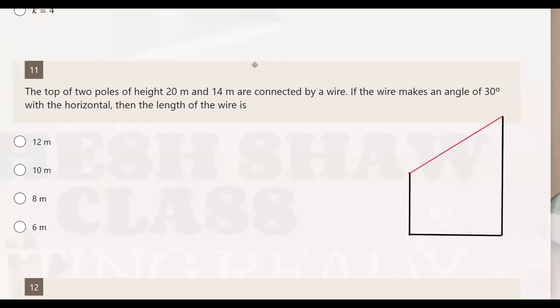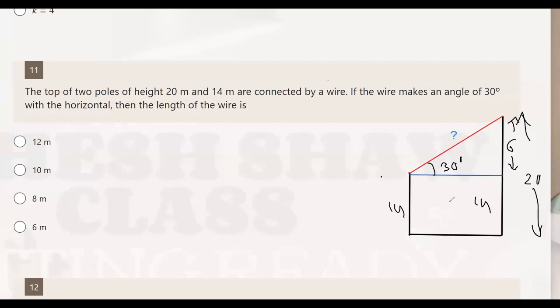Now we must make a horizontal here so as to make the angle of elevation. This angle is given as 30 degrees. We have to find the length of this wire. What do we know? The smaller structure is 14 meters, the bigger one is 20 meters. If this is also 14, this length will also be 14 by the property of parallelogram. So the remaining part should give you 20 minus 14, which is 6 in this case.